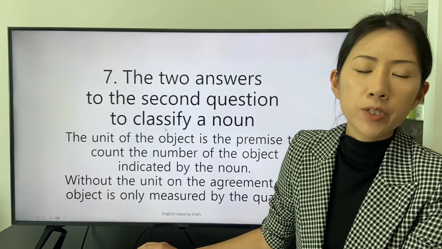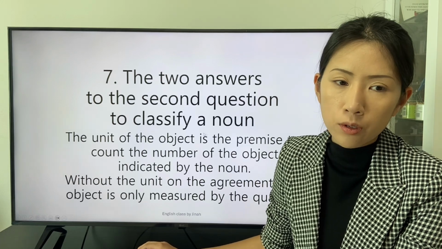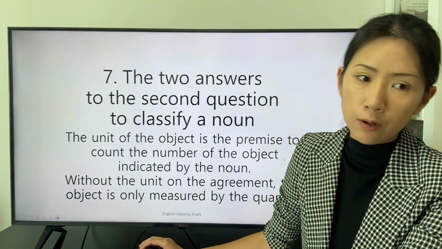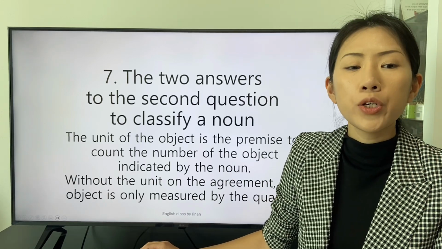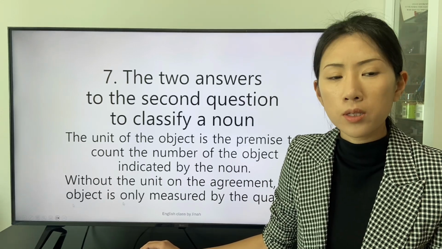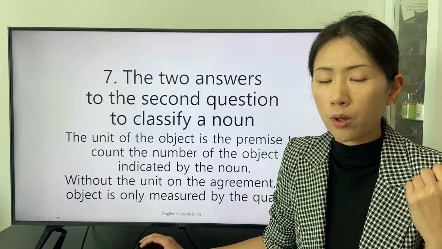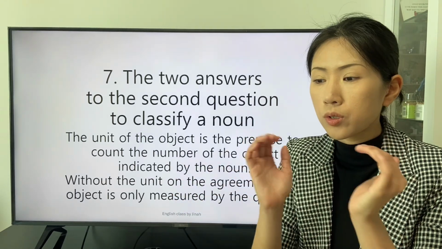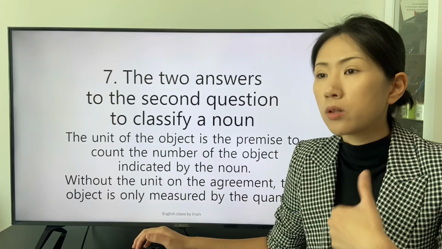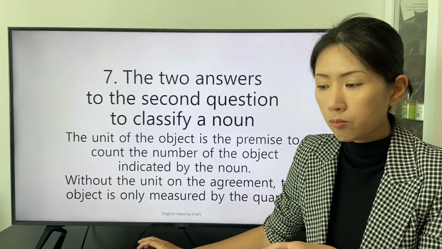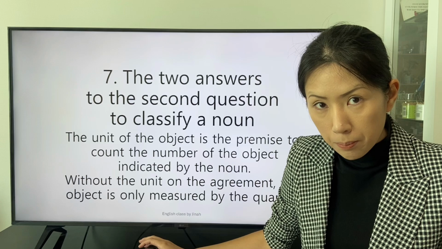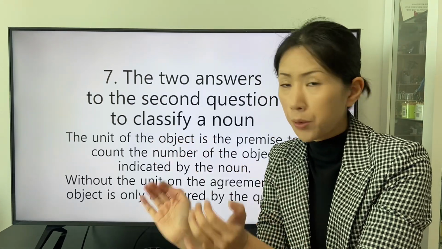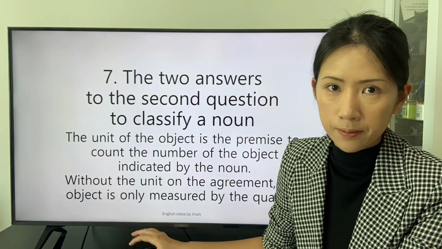The unit of the object is the premise to count the number of the object indicated by the noun. Without the unit on the agreement, the object is only measured with the quantity. The need of people to measure the object with the number makes people in a linguistic group agree on the unit.